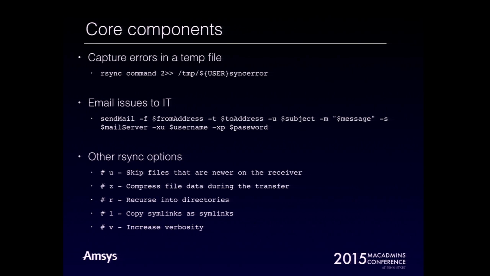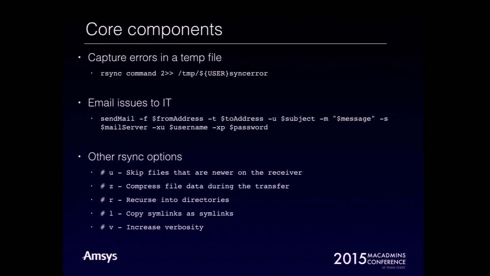We also capture the errors. As the rsync command is running and loops through each of the main folders, if there are any errors, we log them into a separate error file. We do that, and then we use the sendmail binary. That's a free binary that's been floating around the internet for a while, and we use that to send a helpful error message to the IT department.